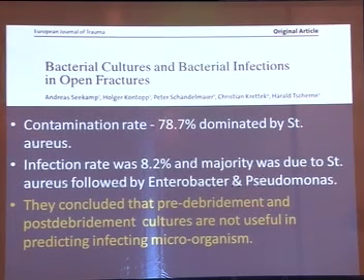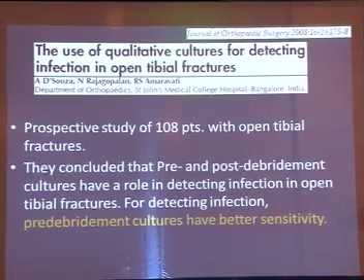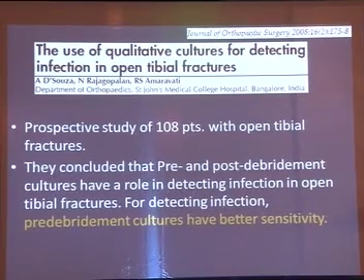In another study by Settlemeyer et al., the contamination rate was 28.7%, dominated by Staph aureus, and the infection rate was 8.2%, which was also mainly Staph aureus. They also concluded that pre-debridement and post-debridement cultures are not useful in predicting infecting microorganisms. In another study by D'Souza and Rajgopalan, a prospective study of 108 open tibial fractures, they concluded that pre-debridement and post-debridement cultures have a role in detecting infection in open fractures, and pre-debridement cultures have a better sensitivity.